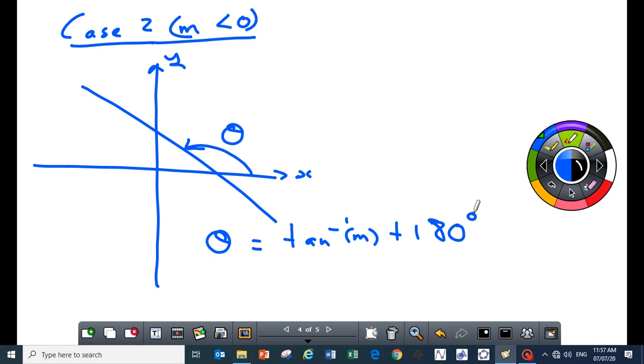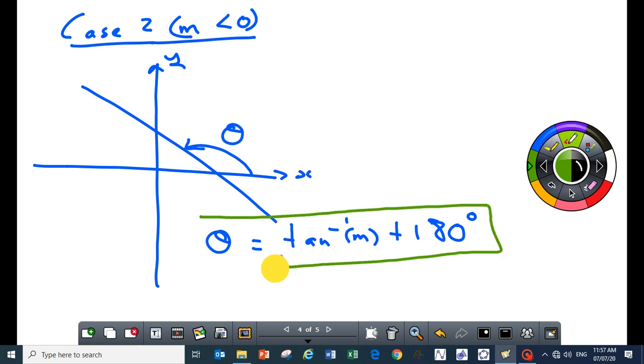Now this one here is not provided in examinations. Okay, this formula is not provided. They mainly provide the one for case 1, which is tan theta equal to m. So you have to memorize it before the examination. Okay, you have to make sure that you know this formula if you are given a negative gradient.